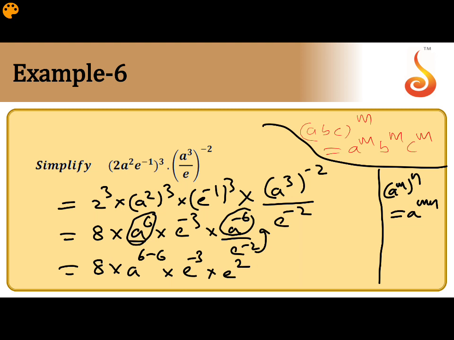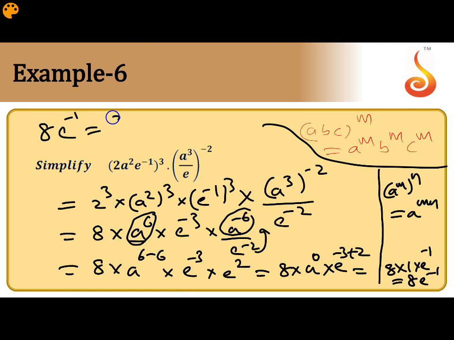Now bases are equal. So the next step is 8 into a power 0 into e power minus 3 plus 2. So this will give the final answer: 8 into a power 0, which is 1, into e power minus 1. The answer is 8 e power minus 1. Or you can take the final answer as 8 by e. That is also fine. Otherwise you can leave it like this also.